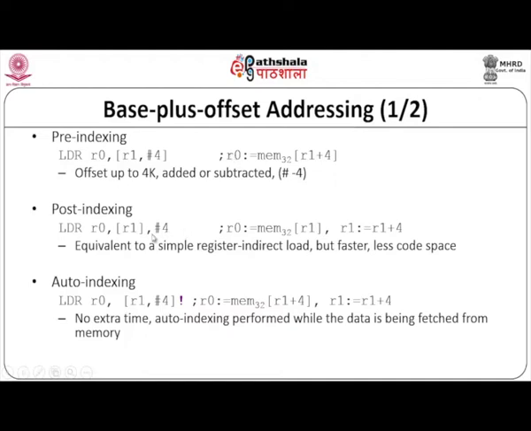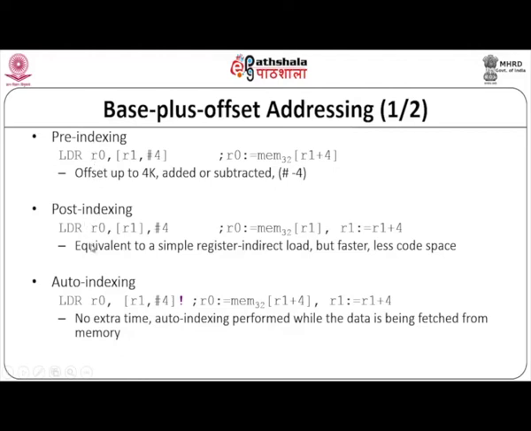Post indexing: do the addition, or find the effective address, after copying the content from the base register pointed value. That is what has been done here. R1 points to some location, copy that content to R0, then update R1 with respect to that offset value. The difference is the square bracket. If the offset value is within the square bracket, it is pre-indexing. If the offset value is outside the square bracket, it is post-indexing.